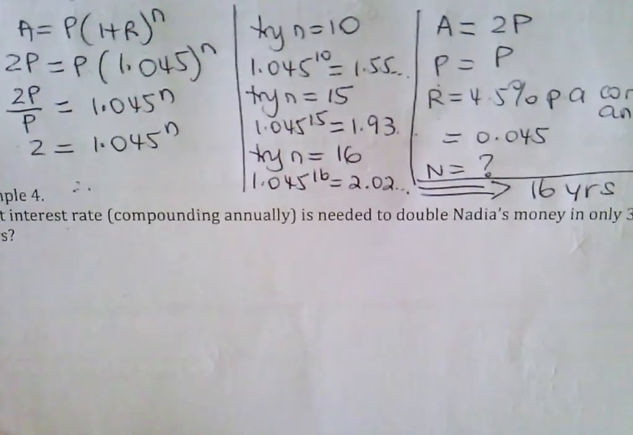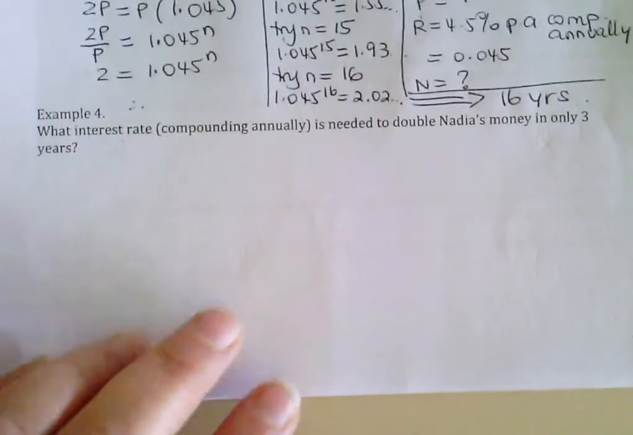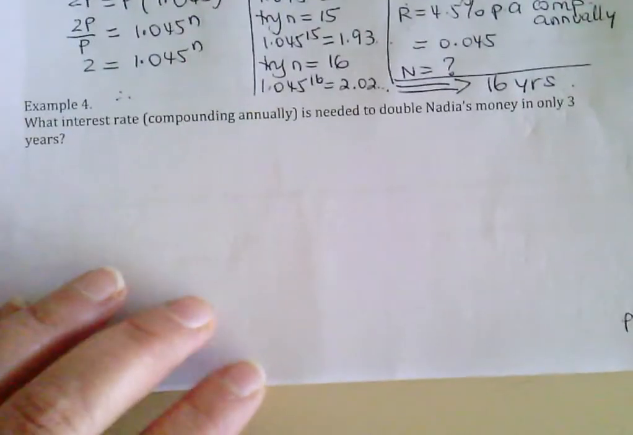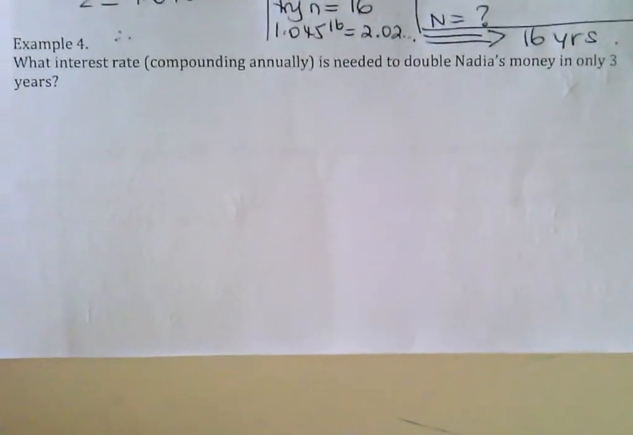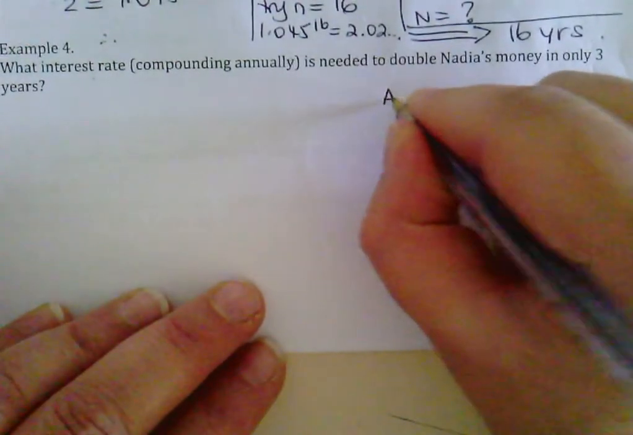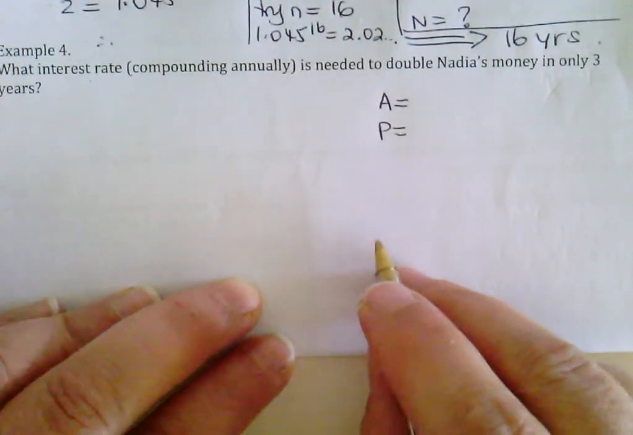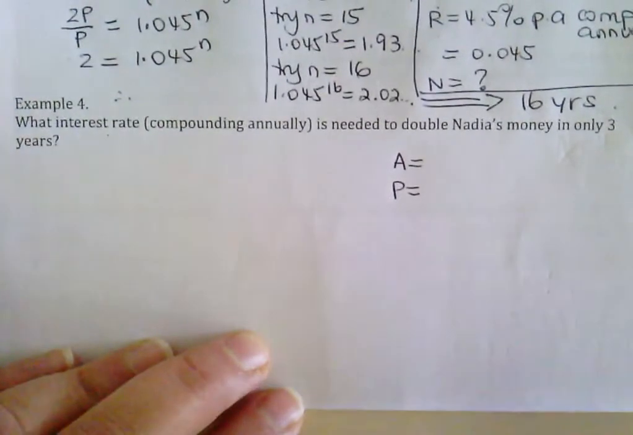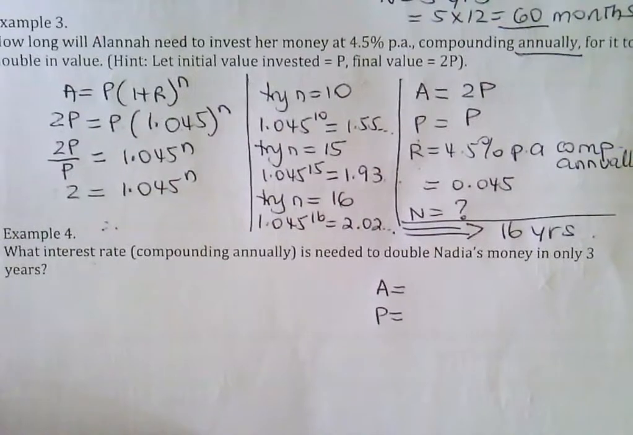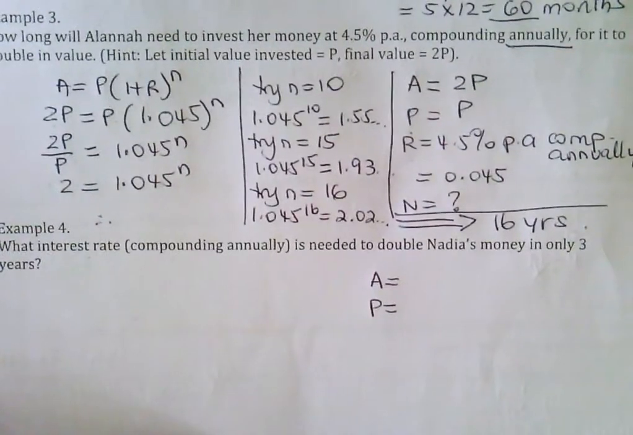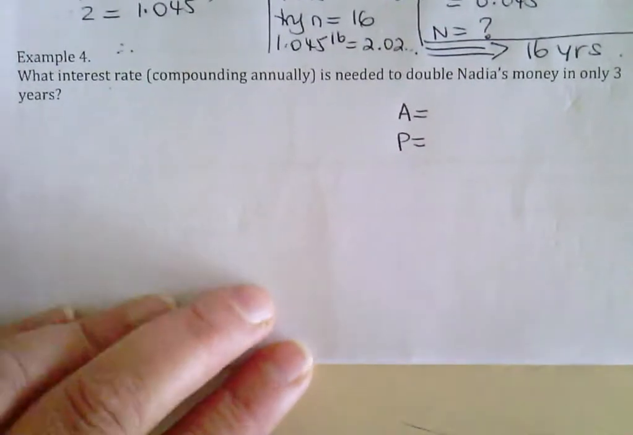Okay. Example 4. Similar question. What interest rate is needed, compounding annually again, to double Nadia's money in only 3 years? So, same question. If it's taken 16 years to double the money at 4.5% per annum, and you want to double the money in 3 years, the interest rate's going to have to be very high. Okay? So let's have a look.